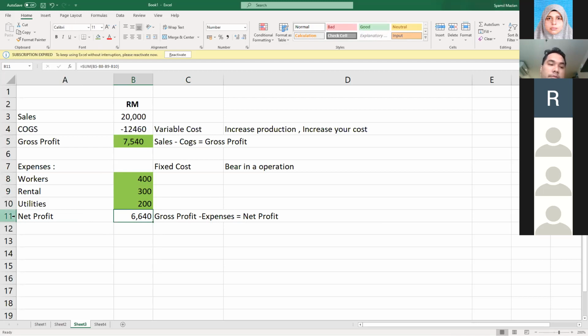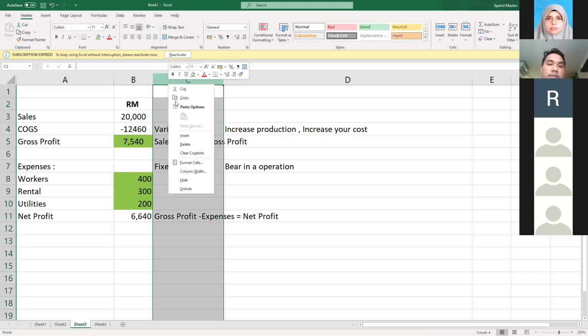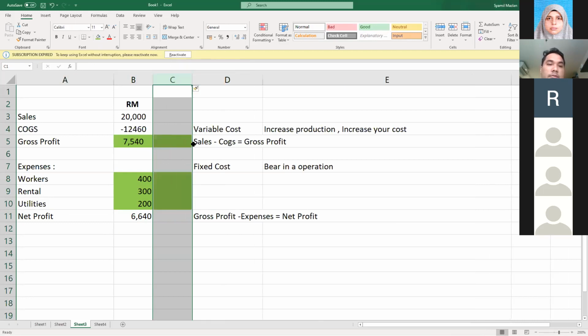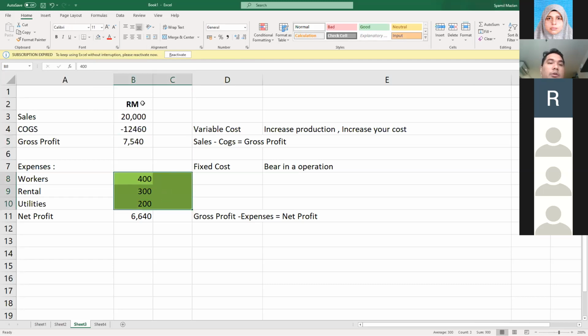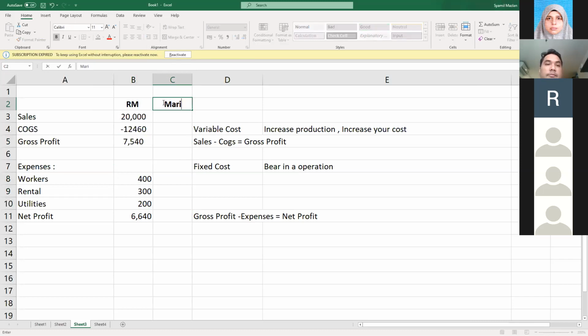6,640. Okay, clear? Clear everyone? Yes, clear. 6,640. Okay, now we want to see the margin. This is what we call the margin.